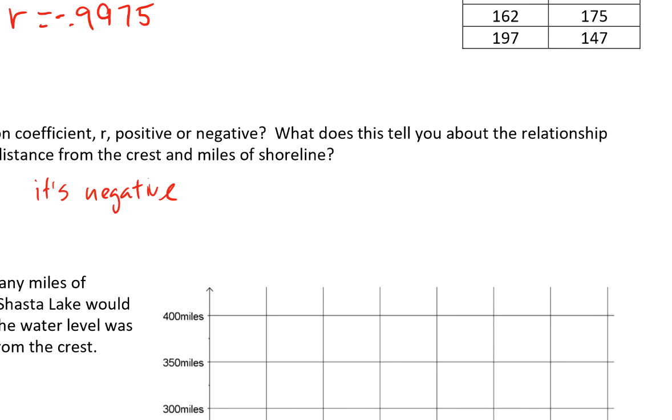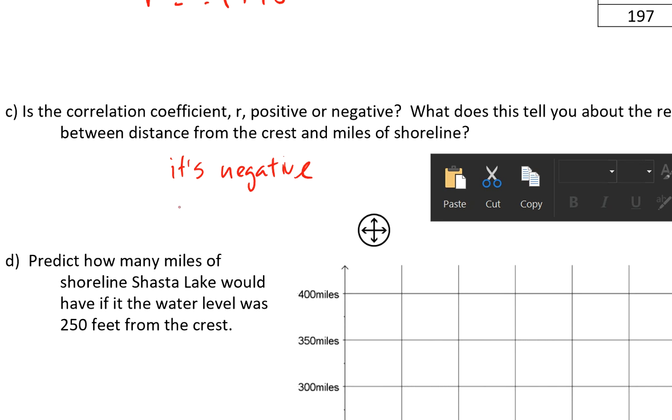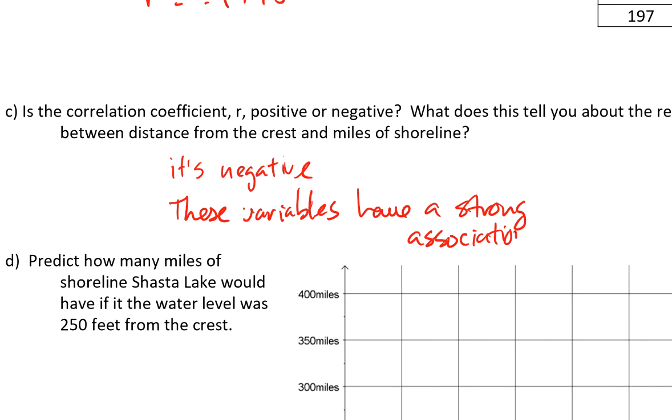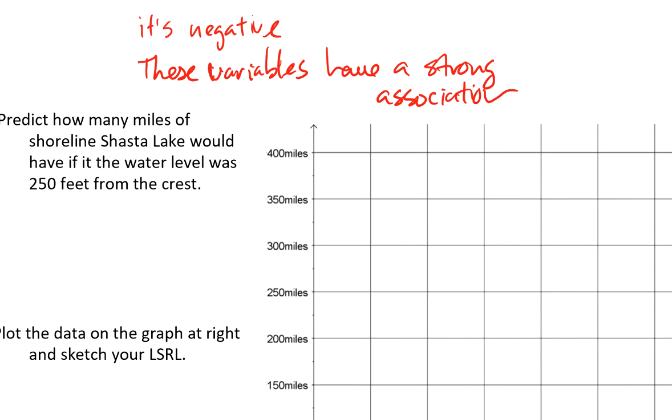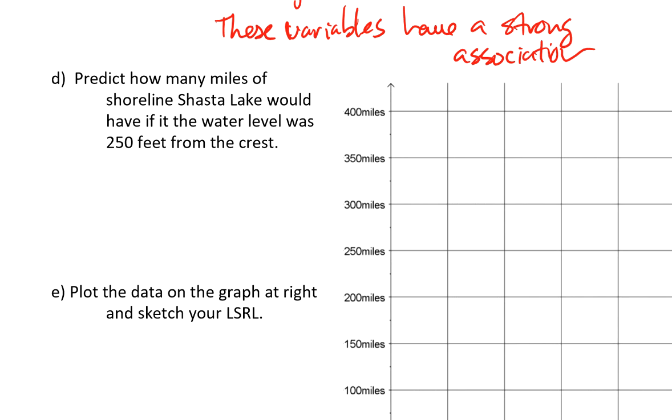And it says, what does this tell you about the relationship between distance from the crest and miles of the shoreline? So I'm just going to say these variables have a strong association. And the final thing I have here is it says, predict how many miles of shoreline Shasta Lake would have if the water level was 250 feet from the crest.